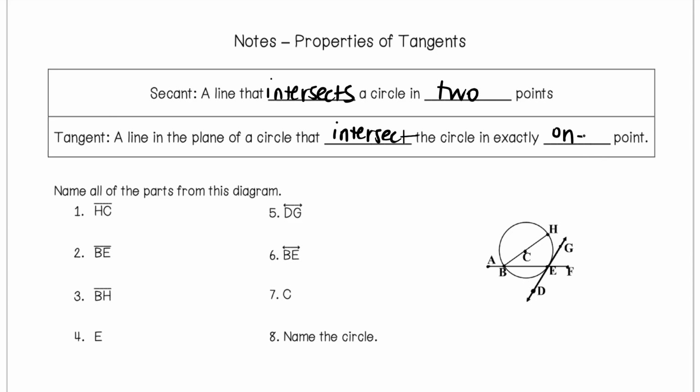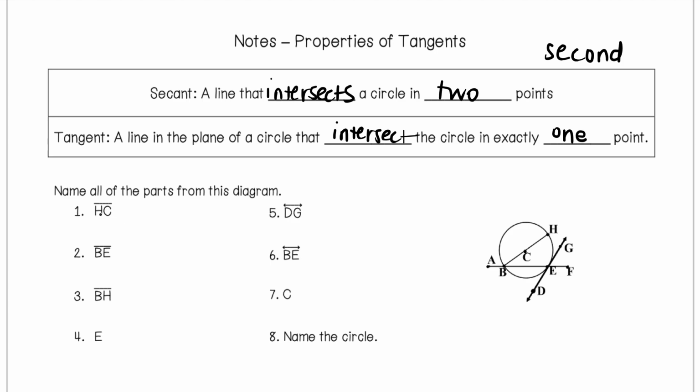So we have seen both of these. One of the tricks to remember that would be secant kind of looks like the word second, so it touches the second time versus the tangent that only touches 1 time. So we're going to name all the parts from this diagram. If you think you can label them on your own, go ahead and pause the video and then press play when you're ready to review.